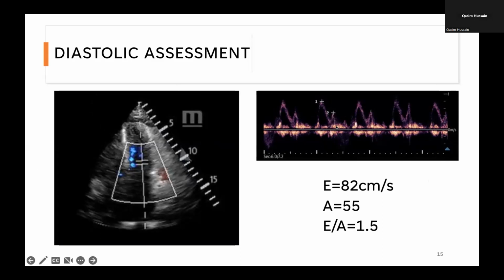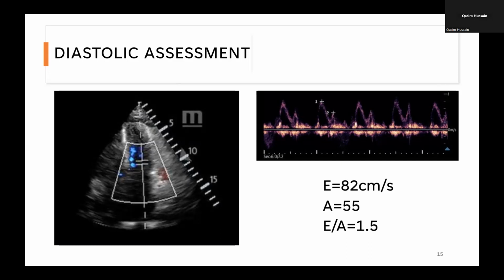And then we have our A wave right after. You can note that in this specific case, the E and the A are fused. There should be a small period of diastasis. However, in this case, for some reason they're fused. It could be tachycardia related. There's other things that can confound that, but the numbers are still usable.